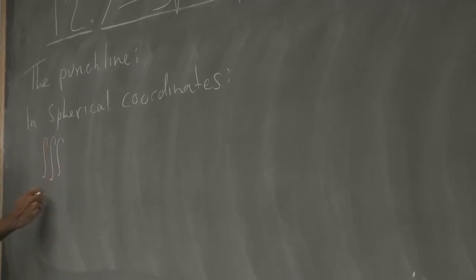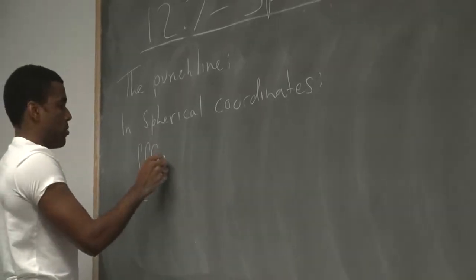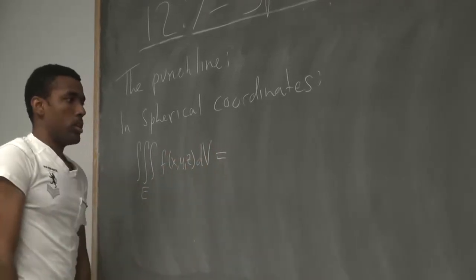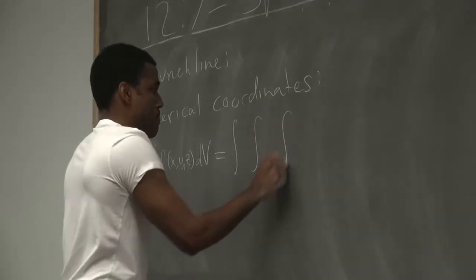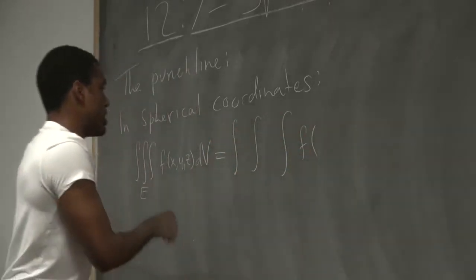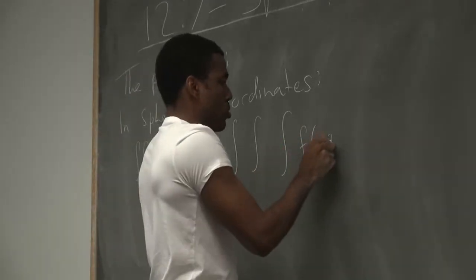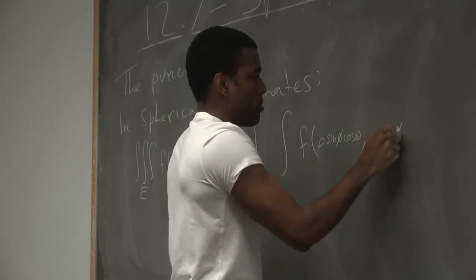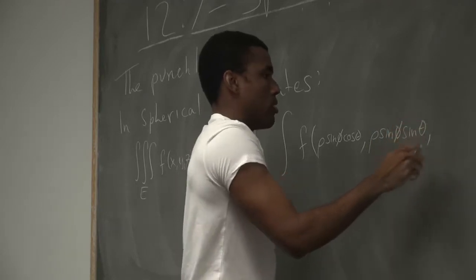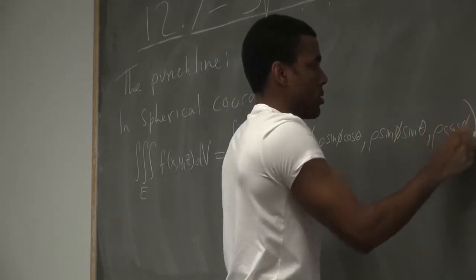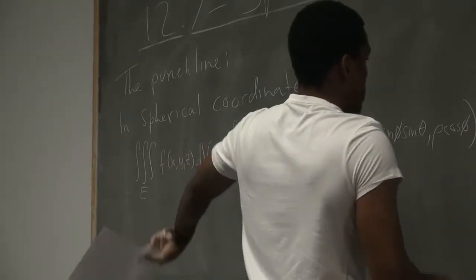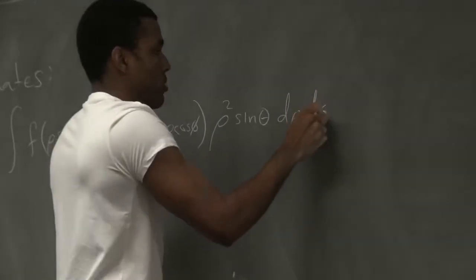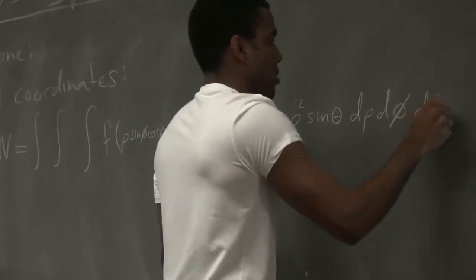Triple integral over a solid of f of x, y, z, dV is equal to, okay, hold your breath. Everywhere you see an x, you're going to replace with rho sine phi cosine theta. Everywhere you see a y, replace with rho sine phi sine theta. Everywhere you see a z, replace with rho cosine phi. Then your dV is actually going to be rho squared sine phi d rho d phi d theta.